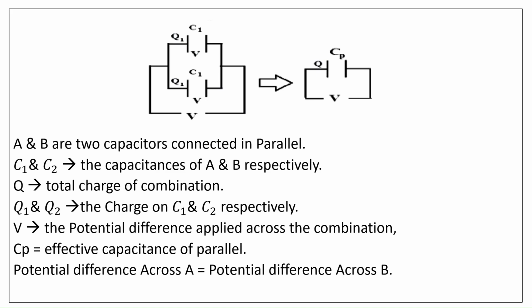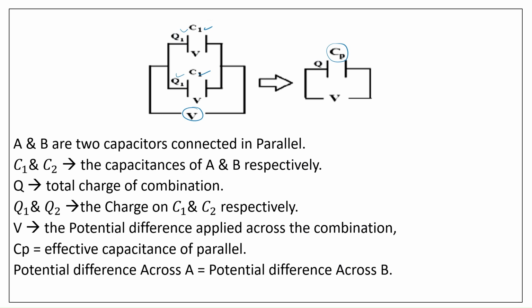From figure, let A and B are two capacitors connected in parallel. C1 and C2 are the capacitance of A and B respectively. Q is total charge of combination. Q1 and Q2 are the charge on C1 and C2 respectively. V is the potential difference applied across the combination. Cp is effective capacitance of parallel.